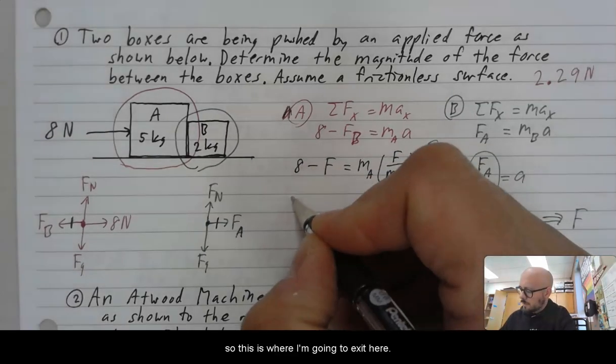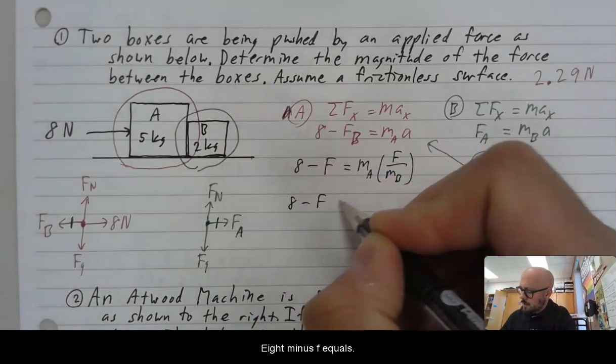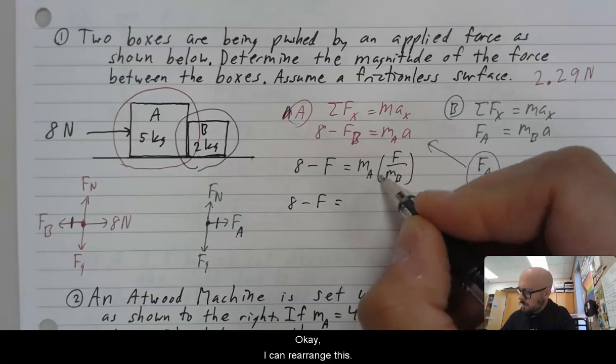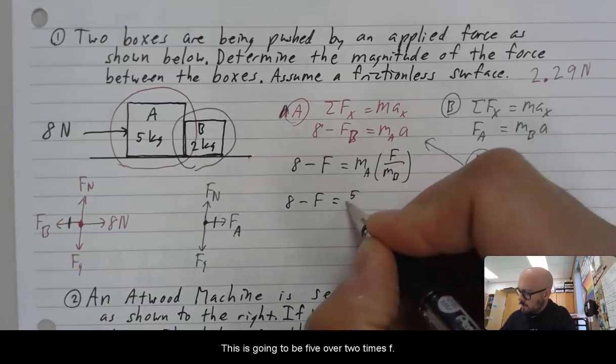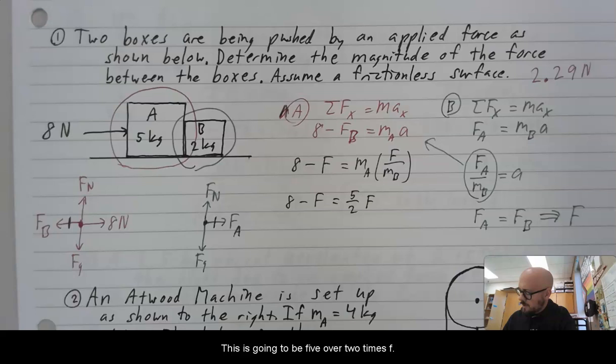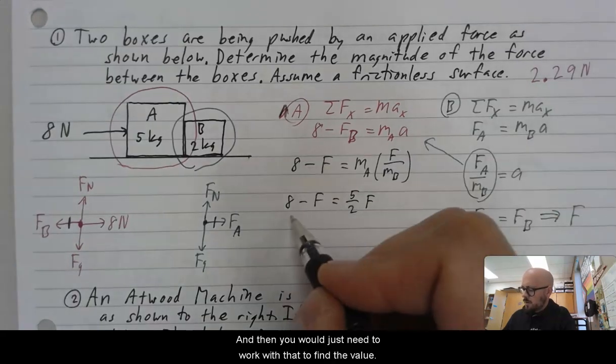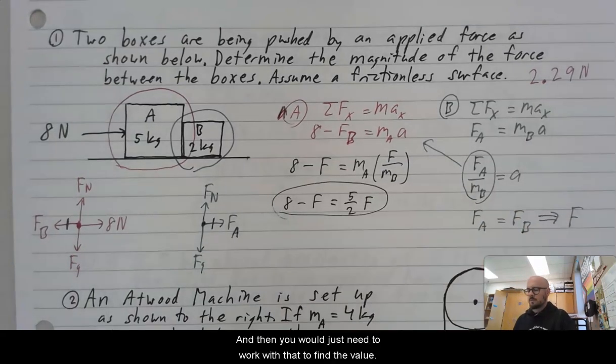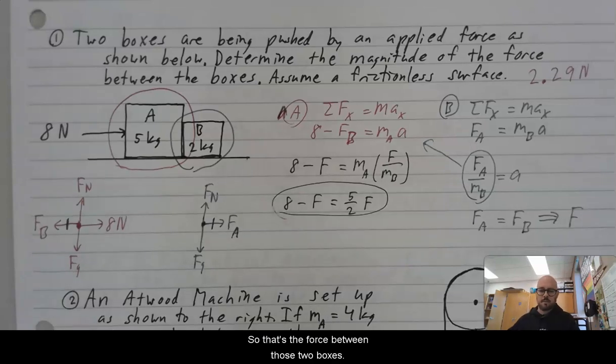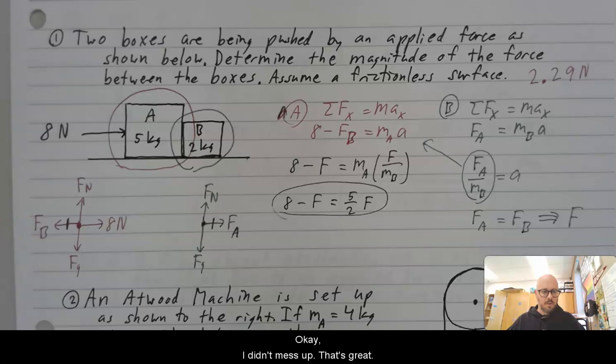So this is where I'm going to exit here. 8 minus F equals, okay, I can rearrange this. This is going to be 5 over 2 times F, and then you would just need to work with that to find the value. So that's the force between those two boxes. Okay, I didn't mess up.